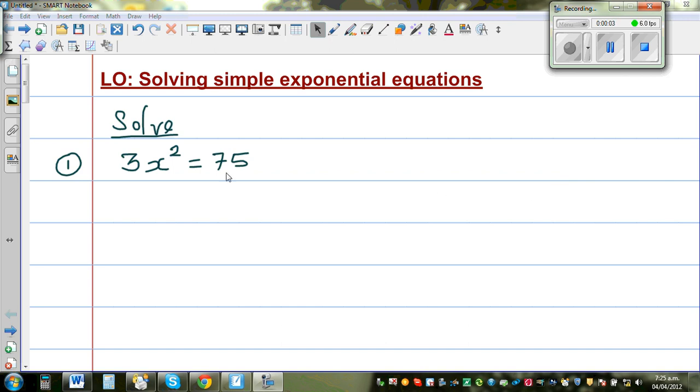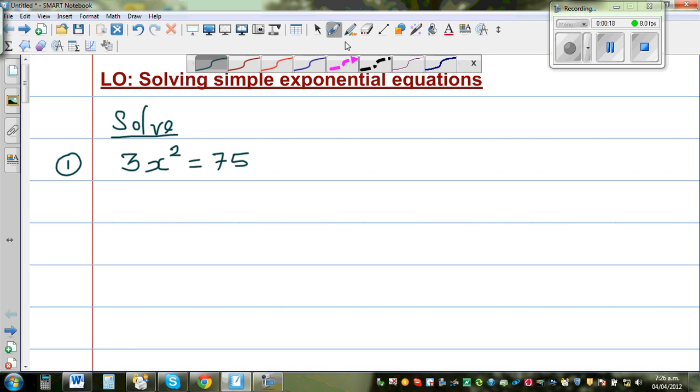The objective of this video is to solve simple exponential equations. Okay, now this is called an exponential equation. So the first question is, I want to solve this equation where it says 3x squared is equal to 75. When you're solving any equation, the foundational idea is the same. You want to find the value of x. When you say solve, you want to find the value of x.